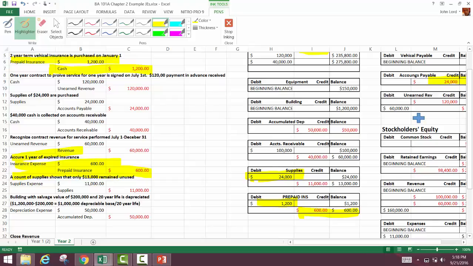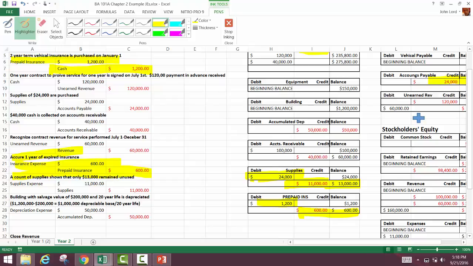I must have used 11,000, right? So to reduce that asset, I credit the asset supplies 11,000. Is my balance 13,000 now? Which is what I want it to be, because that's what I had left, right? I had 24,000 apples. I counted 13,000. I must have eaten 11,000, right?